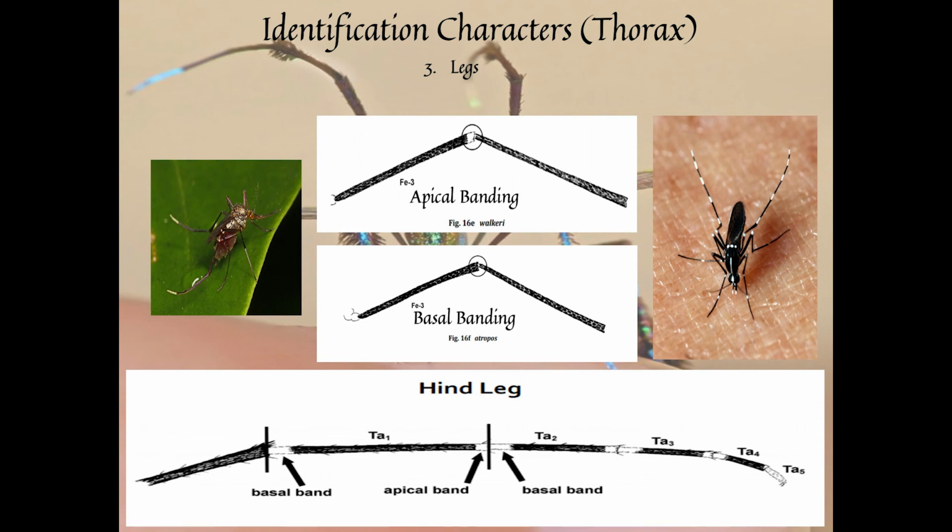Okay, and different keys use different language when it comes to describing the bands. But generally speaking, knowing apical and basal and their orientation on those legs will get you the information that you need. If you look at the leg down in the bottom diagram, you can see an even clearer depiction of apical and basal as I've laid out here for easy reference.